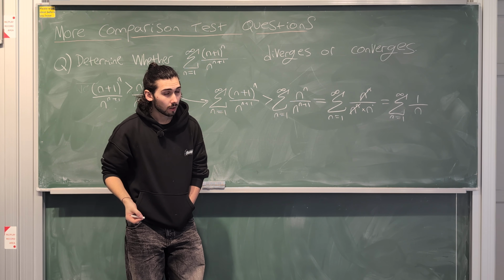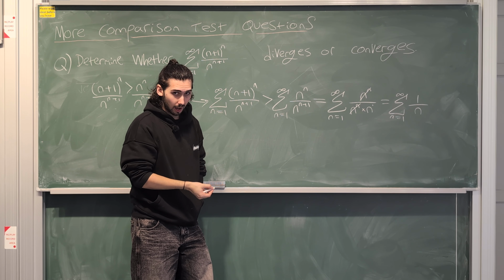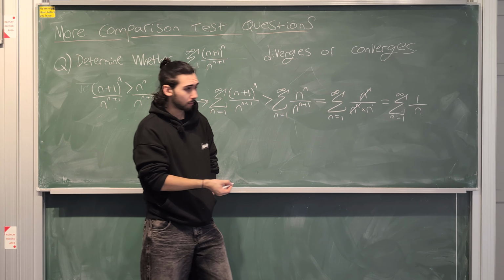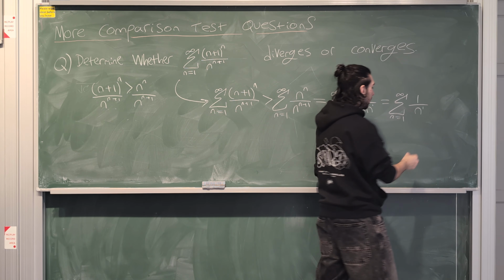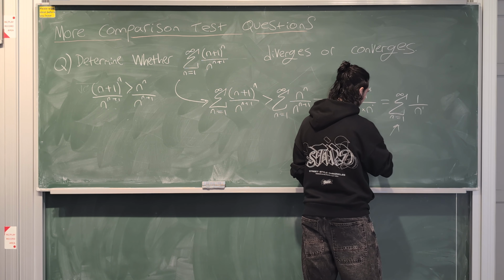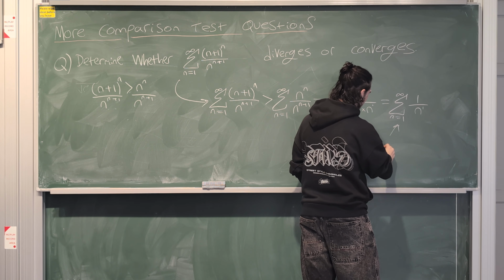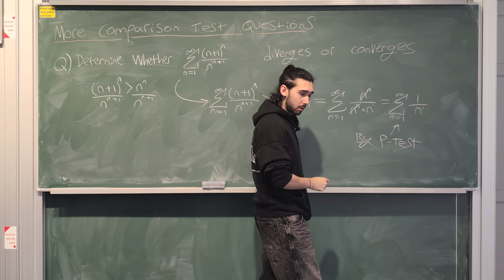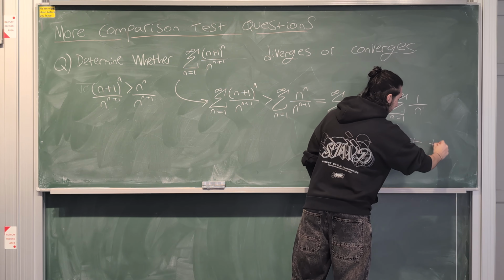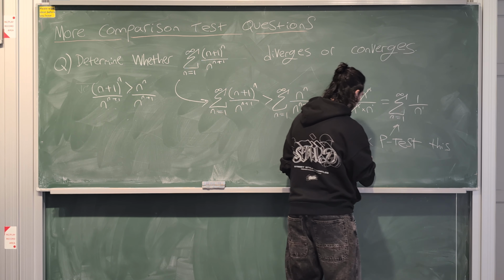And guys, by the p-test, once again, this diverges because p is 1. And if p is 1, it still diverges. So by the p-test, this diverges. Link in description to the p-test video, by the way, if you want to see that.